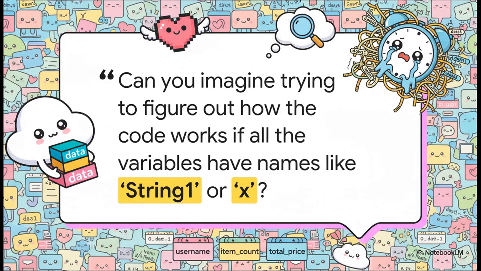Now, I want you to just try and imagine those 50 million lines of instructions, but every single piece of data is stored in a variable called X or Y or data1. It would be an absolute nightmare. It would be impossible to understand, impossible to fix, impossible to improve. That's why clear descriptive variable names are what make all modern software possible.